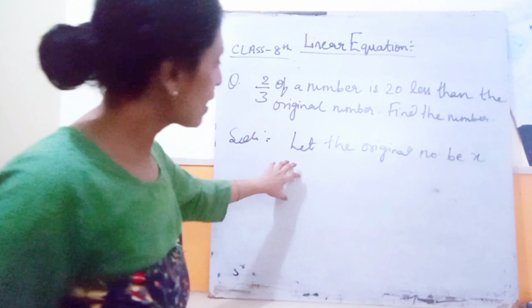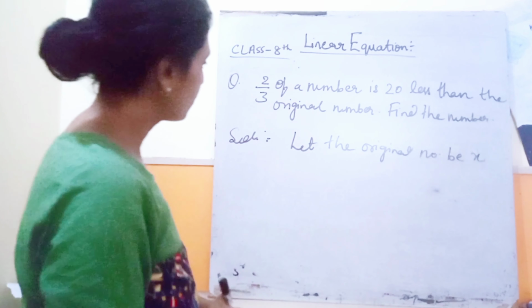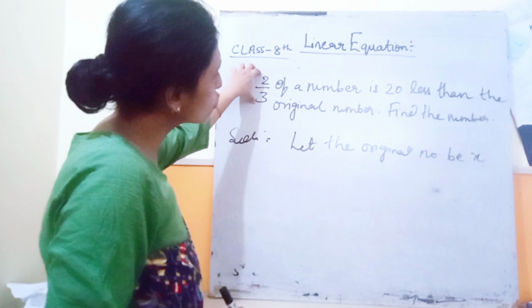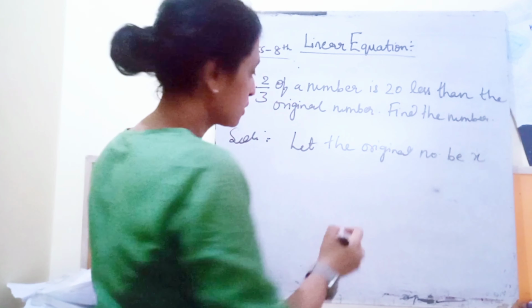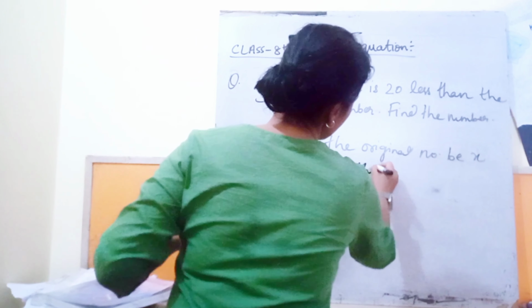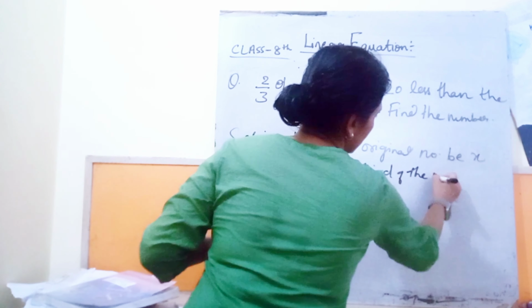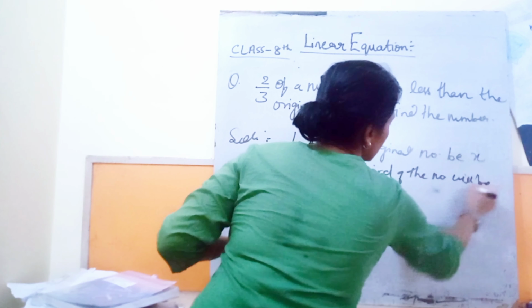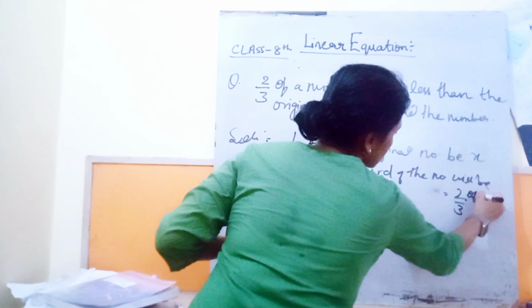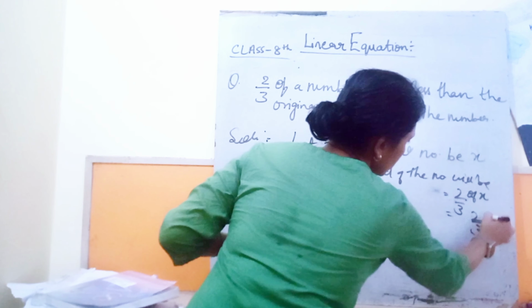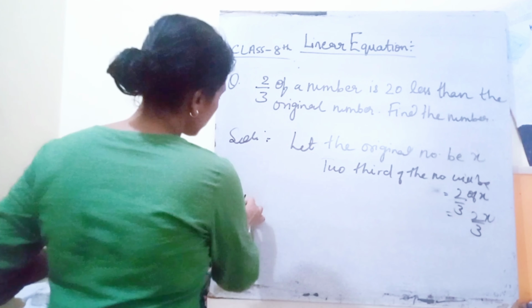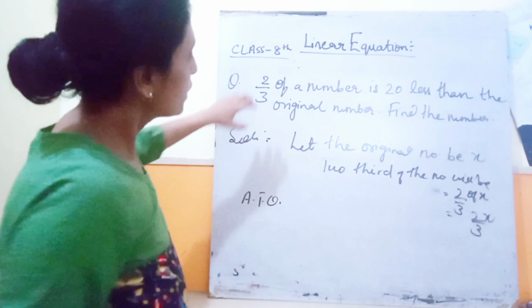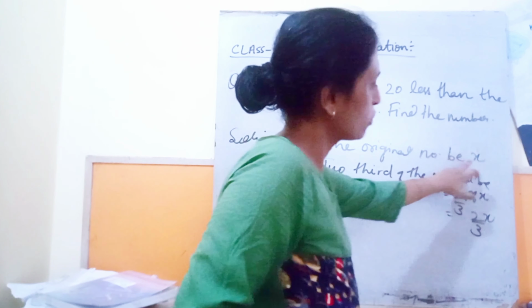So we have to consider the original number as x. The condition says, the 2/3 of a number. So 2/3 of this number, which we have considered as x, will be 2/3 of x. Of means multiply, so 2/3 into x. Now according to the question, this 2/3 of the number is 20 less than the original number, that is x.